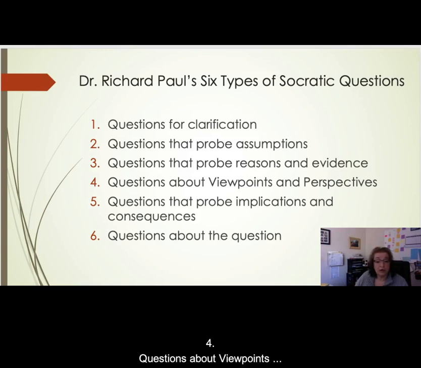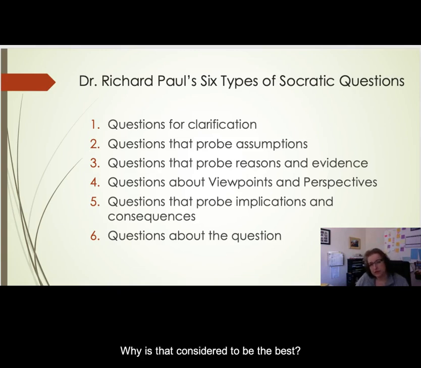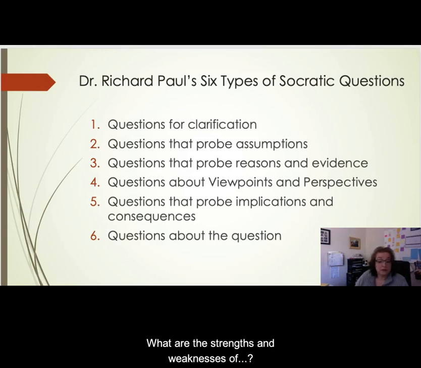Number 4 are questions about viewpoints and perspectives. Again, examples would be, what would be an alternative? Or you might ask the student, what would be another way to look at this? Or why is that considered to be the best? Or perhaps you might want to say, what are the strengths and weaknesses of this argument? Or what is a counter-argument?